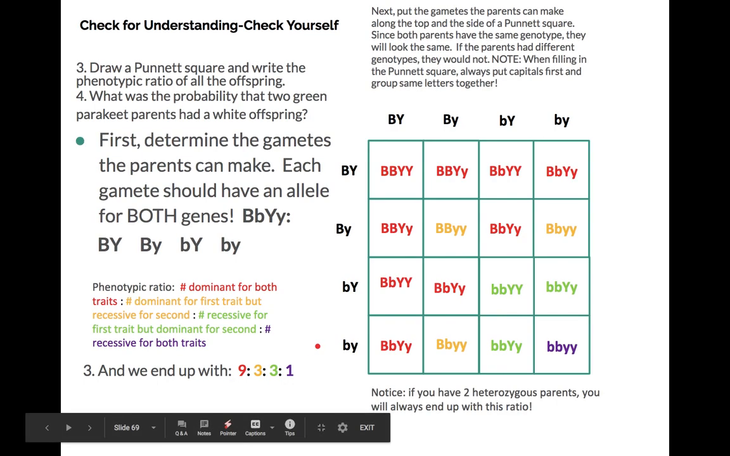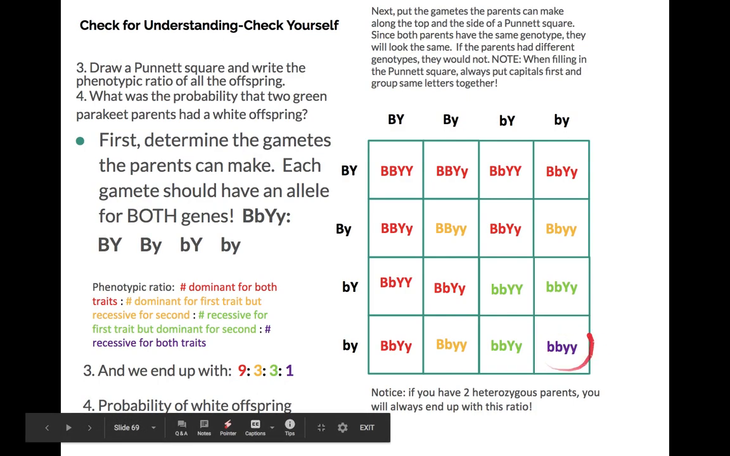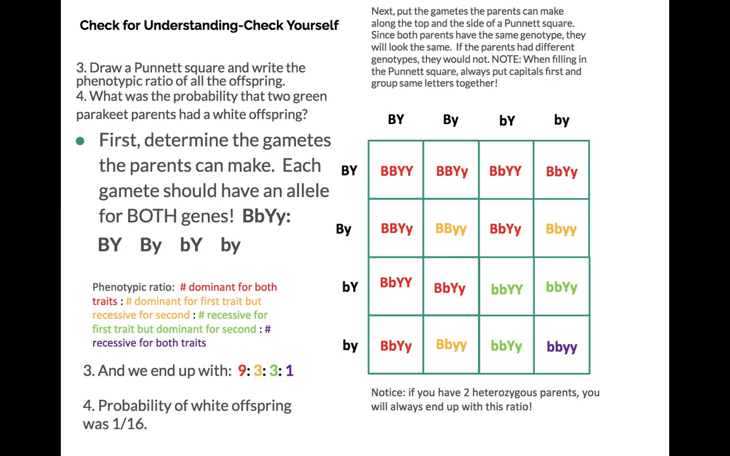Okay, last one, step 4. Question 4 asked what was the probability that the 2 green parakeet parents had a white offspring, and that would be 1 out of 16. The only way they would have that white one, all recessive, is with a 1 out of 16 probability that those 2 green parakeets had a white offspring.